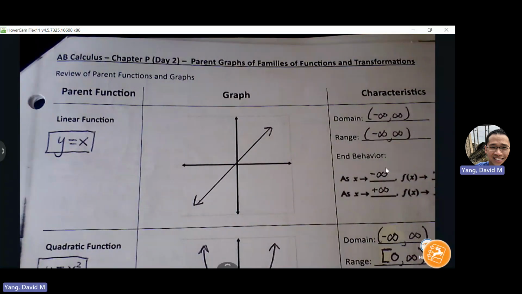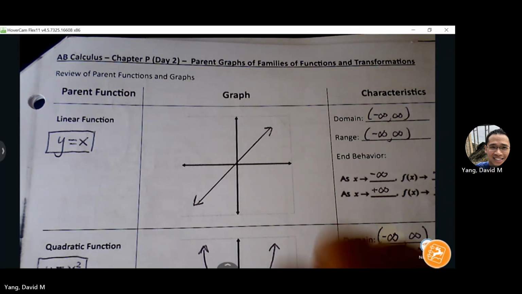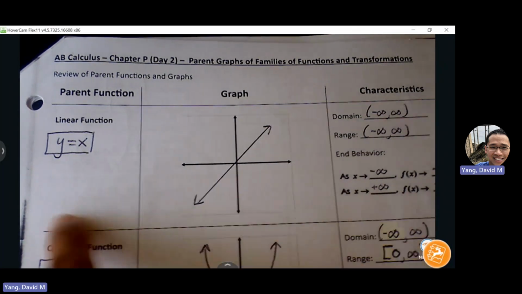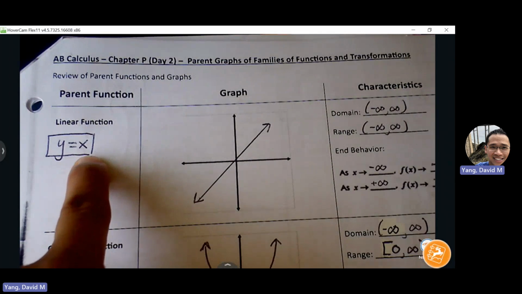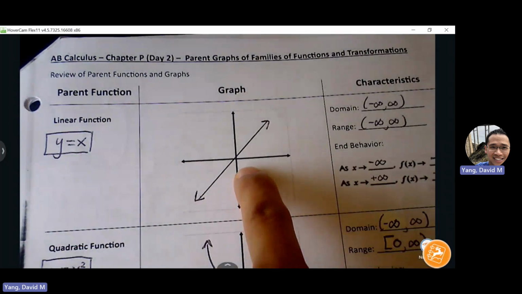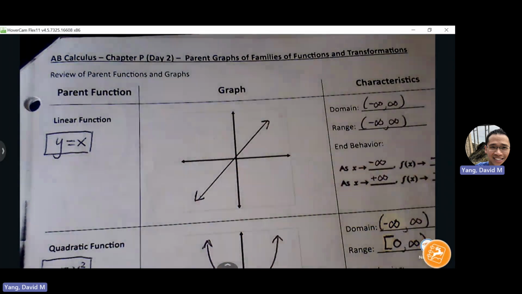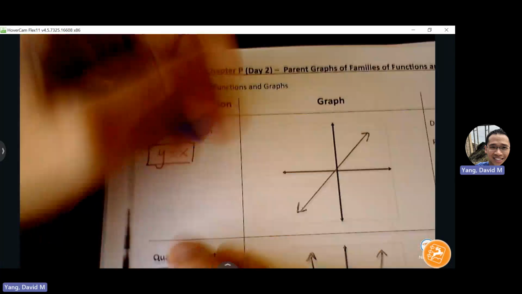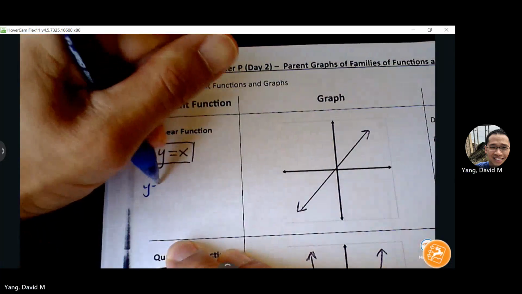Okay, so the most basic equation is a linear equation. So a linear function is going to be a line, which means it's going to be x to the first power. Obviously, it can be in the form of y equals mx plus b, or it can be in the form of point slope form.